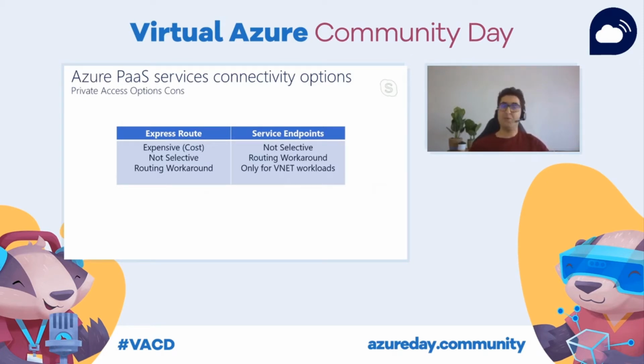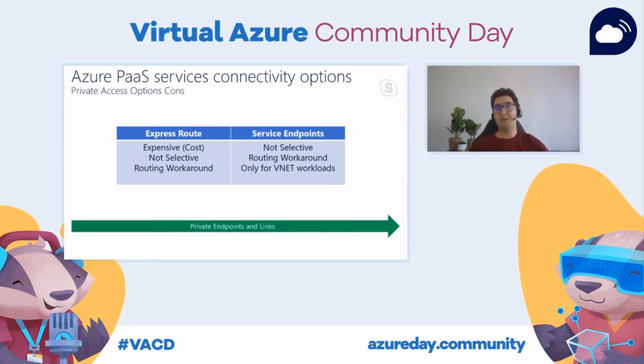Service endpoints are not selective either, which means that you enable service endpoints for the whole virtual network. It is a routing workaround, which means that it is a routing mechanism. And at the end, it is only for virtual network workloads, which means that if you have a virtual machine or a service on premises, you cannot benefit from service endpoints. This is why private endpoints and private links were introduced, to solve this problem and to provide you a real private option to access your platform as a service services.